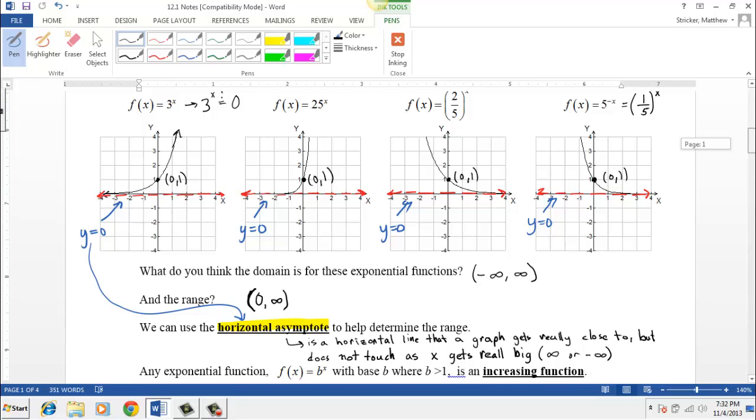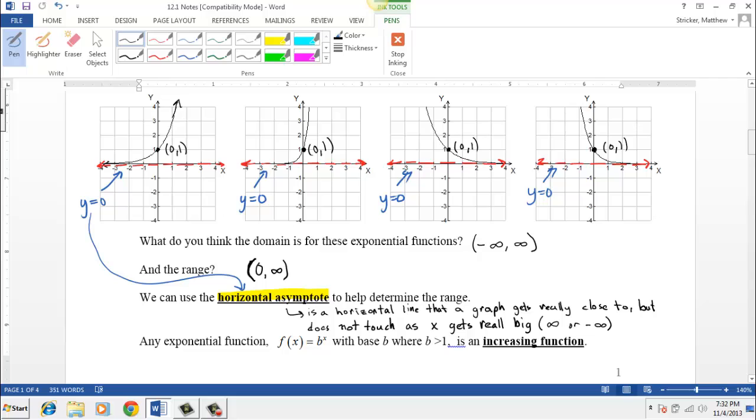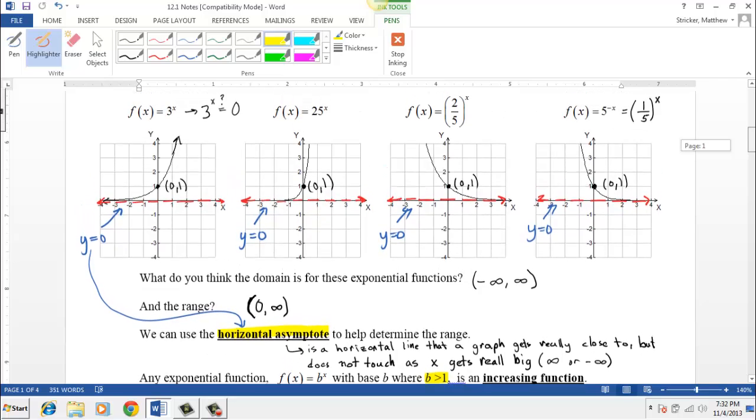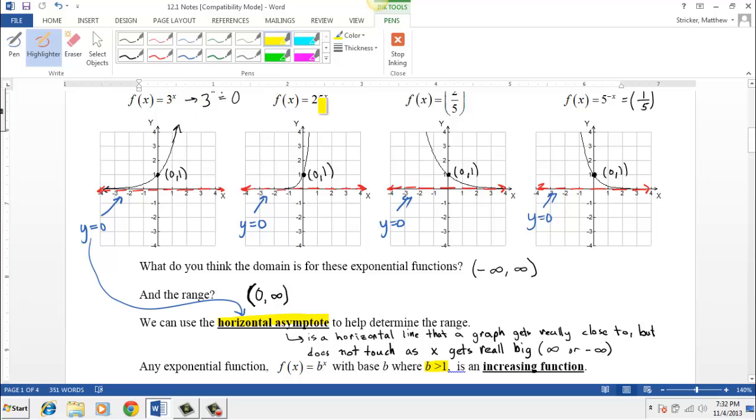And so one little important note here that we saw in our first two graphs, graph 1 and graph 2. This is where the graph's going up from left to right. We had the case where the base, for both those examples, the base was 3 in the first one and 25 in the second one. If the base is greater than 1, which both 3 and 25 are, then f of x equals b to the x will be an increasing function. The y values will get bigger from left to right.